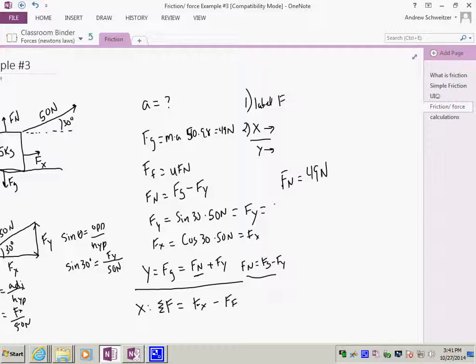times 50 equals 25 newtons. I'm just going to do the other one right away. The cosine of 30 times 50 equals 43.3 newtons.